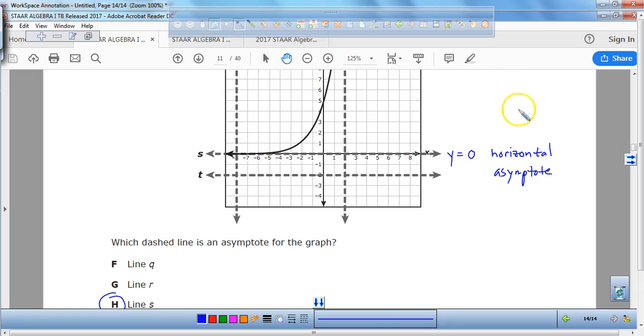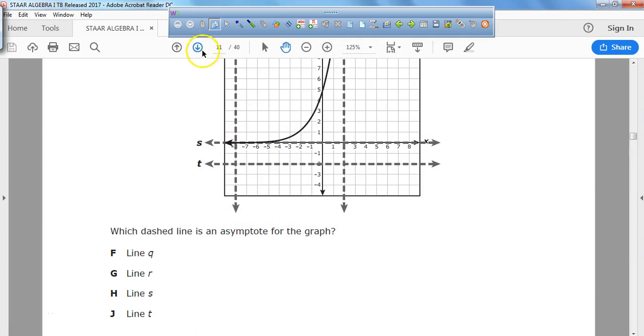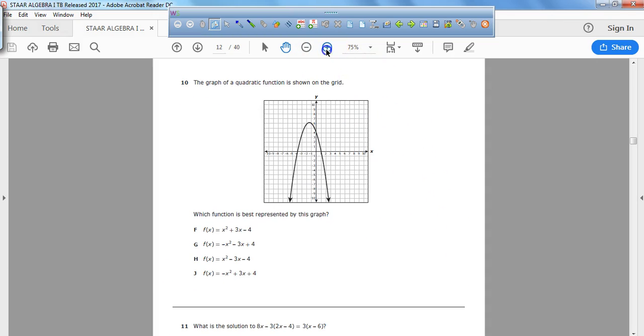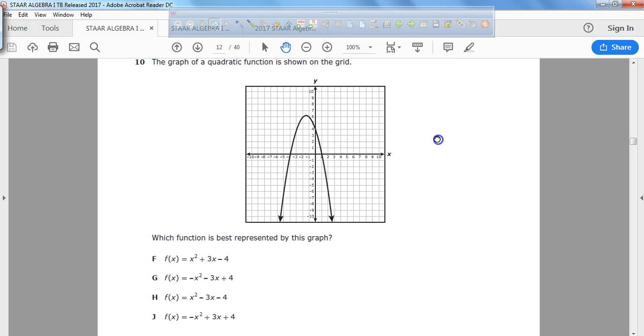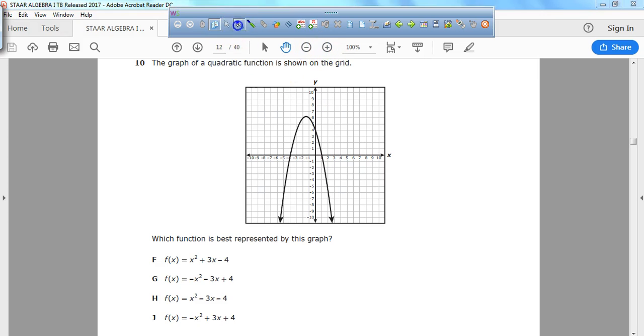Now, there are vertical asymptotes in other equations, but you don't have to worry about that as an Algebra 1 student. Okay? All right. So that was number 9. I'm going to zoom out real quick. This one says, the graph of a quadratic function is shown on the grid. Which function is best represented by this graph? Okay? Well, right now, all you got to do is find the function that matches it.